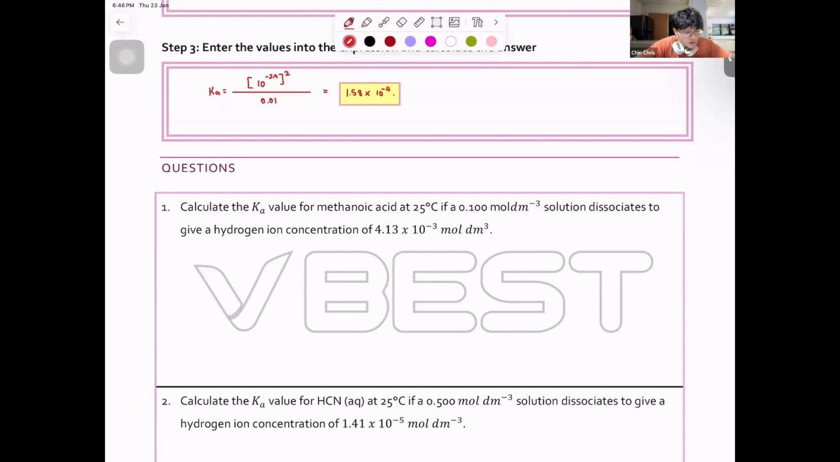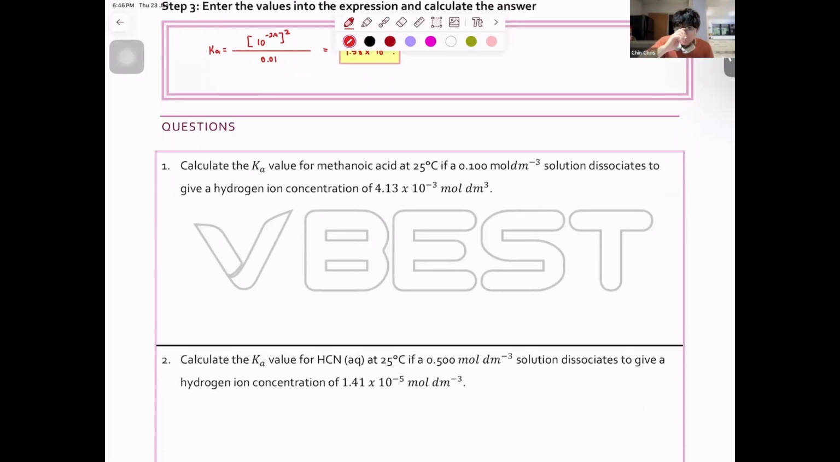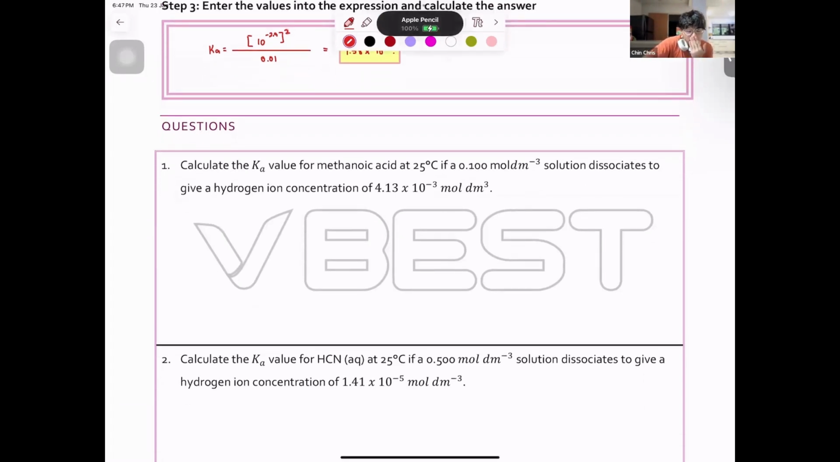All right, first question, let's do it now. Calculate the Ka of methanoic acid at 25 degrees, concentration 0.1.